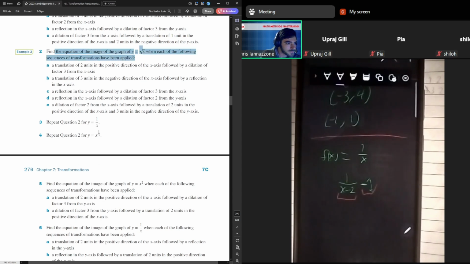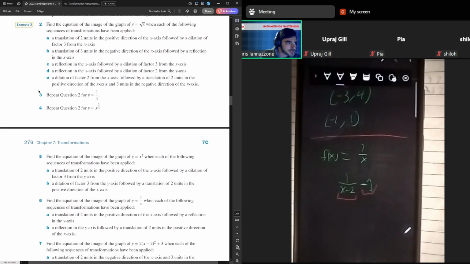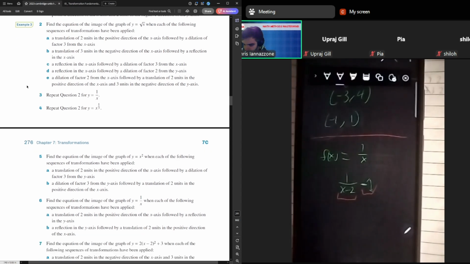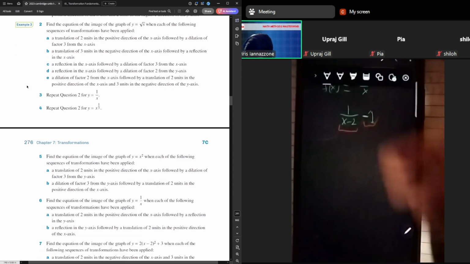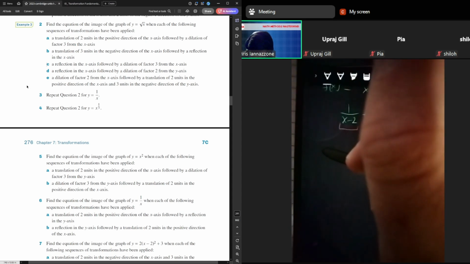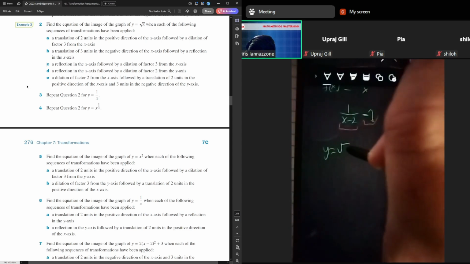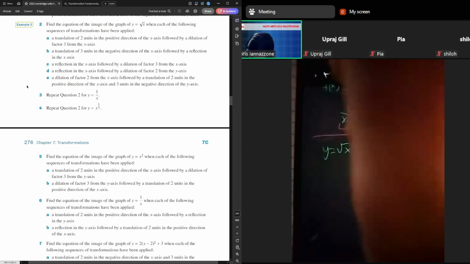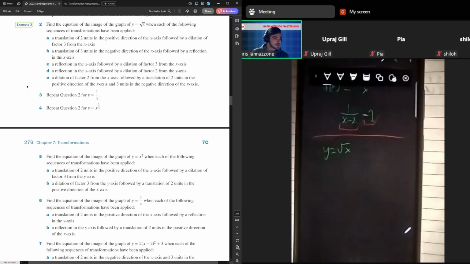Let's see. Yeah, we'll do question 2 on this one. Okay, so we have y equals square root x and 2a. We got a translation followed by a dilation. So how do we start this one off?